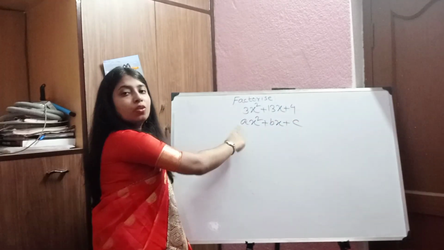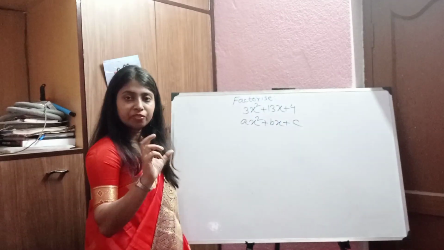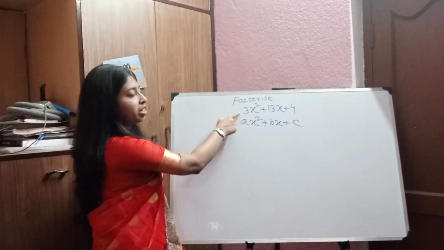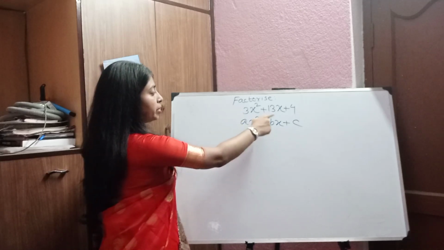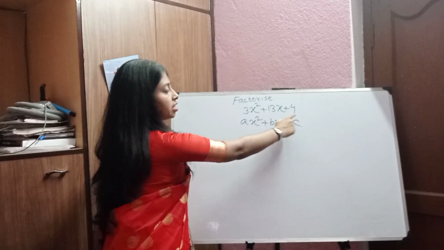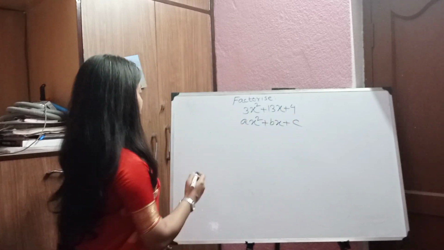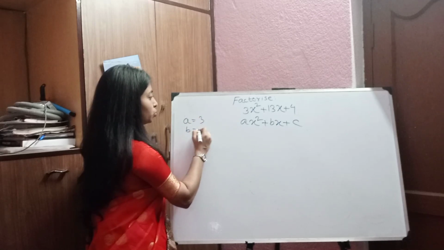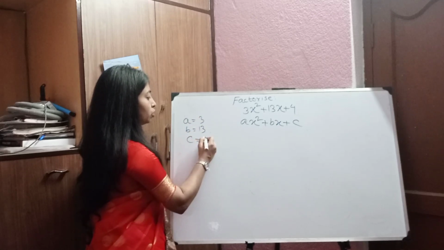In this form, a is a variable which represents a number. For example, in this example, the value of a will be 3. Comparing this example with this form, we will have the value of b as 13 and the value of c is 4. So, in this expression, a equal to 3, b equal to 13 and c equal to 4.